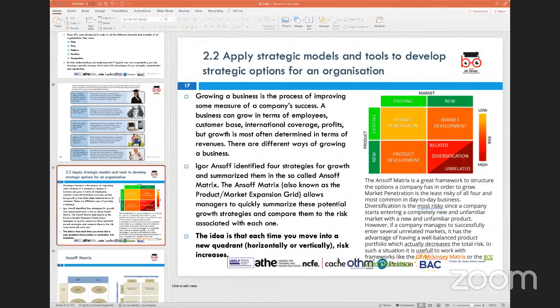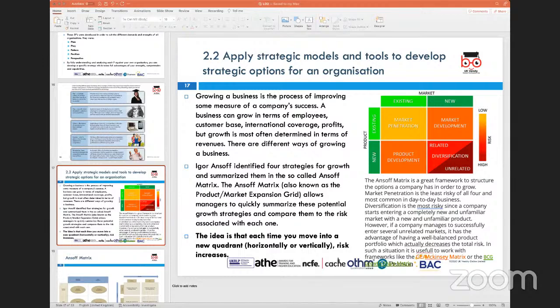Now, the second most important model that we are going to be looking at, under the discussion of the second assessment criteria, which is applying strategic models and tools to develop options for an organization, is one I mentioned earlier, introduced by Igor Ansoff. He suggested that when a company has to decide on a strategy, it has to look at different strategies to be able to adapt and then go to market.